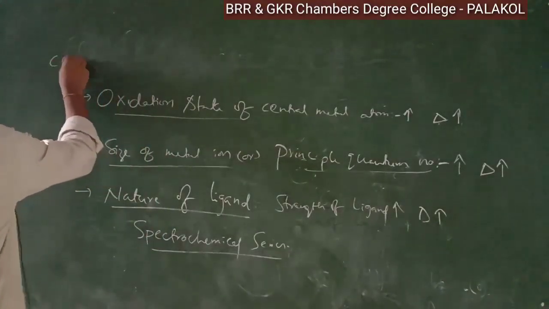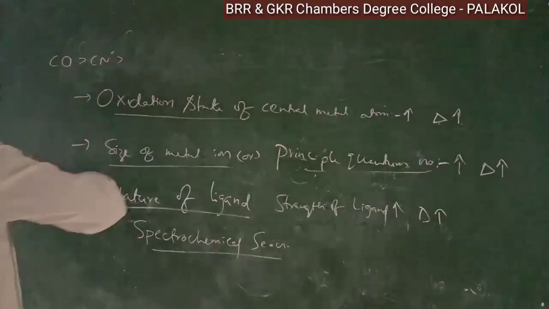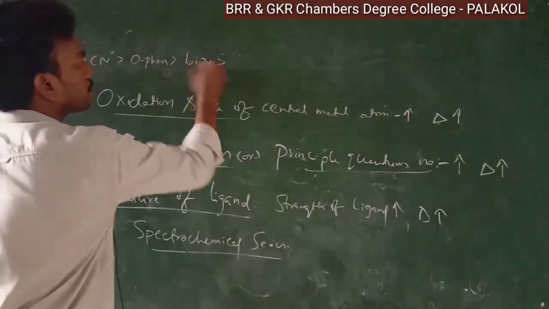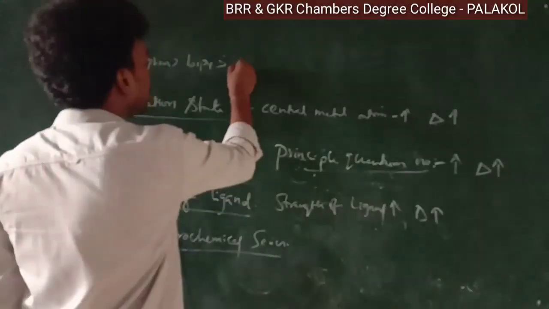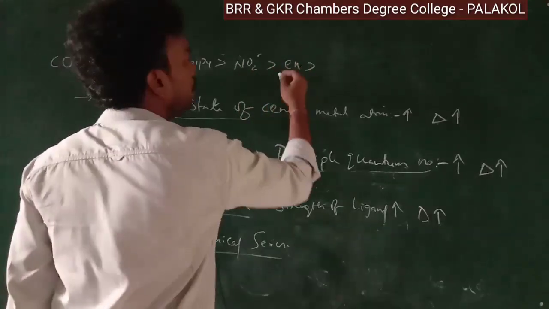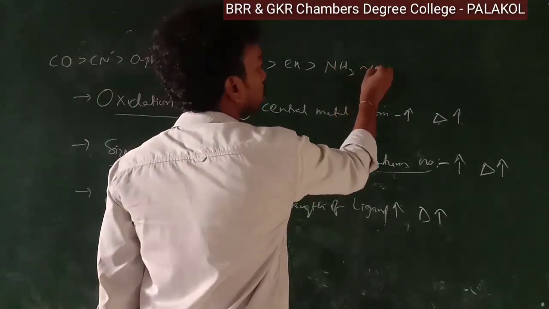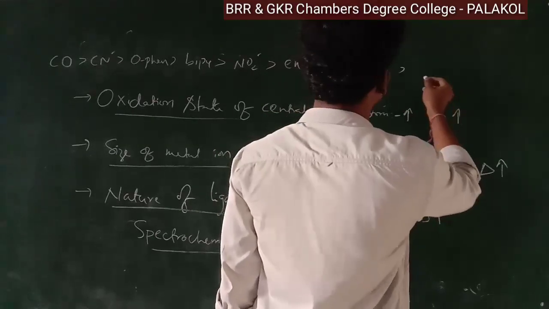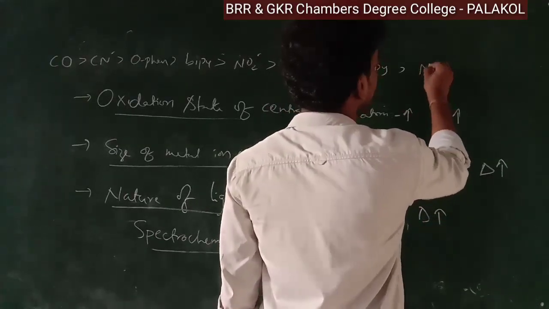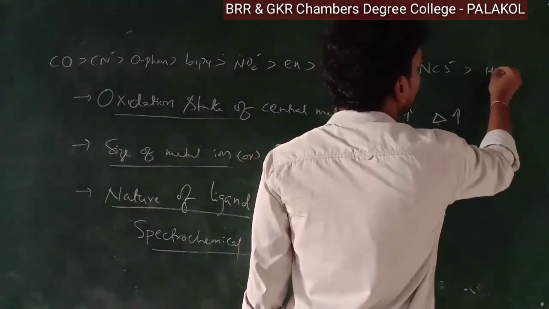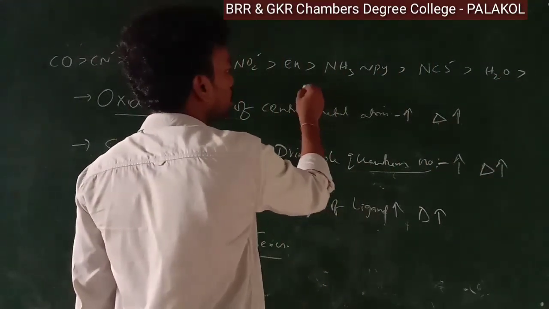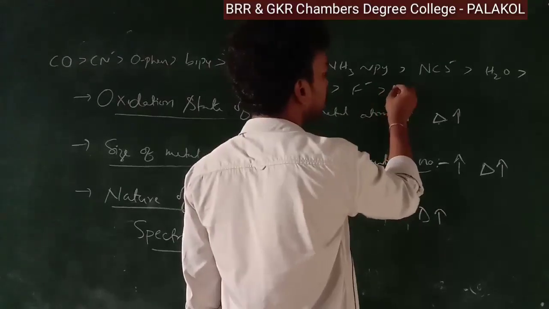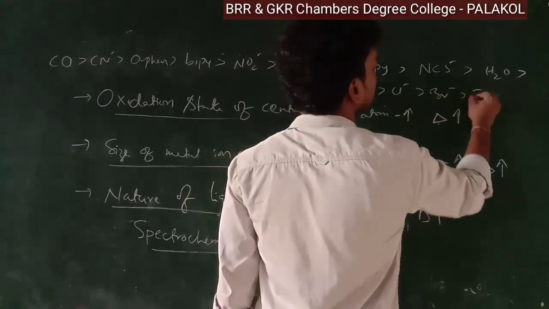Right, CO is greater than CN minus; CO is a strong ligand. Then CN minus, orthophenanthroline, bipyridine, NO2 minus, ethylenediamine, NH3, which is equal to pyridine, also the same strength. Next, NCS minus, H2O, OH minus. At the end you have the halogens: F minus, Cl minus, Br minus, I minus.